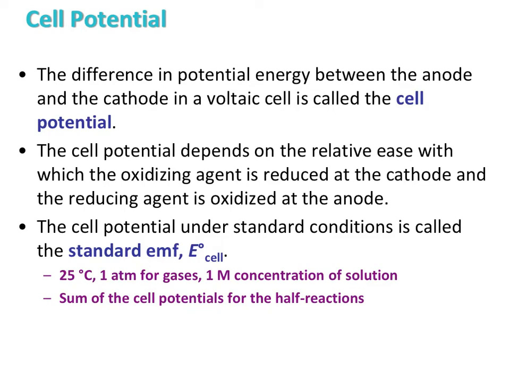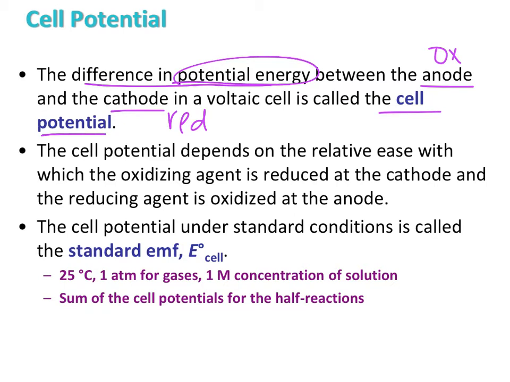For voltaic cells, the difference in potential energy between the anode and the cathode, remember anode is where oxidation is occurring, cathode is where reduction is occurring, is called the cell potential. So the cell potential has to do with how likely, or how easily, the anode will be oxidized and how easily the cathode will be reduced.